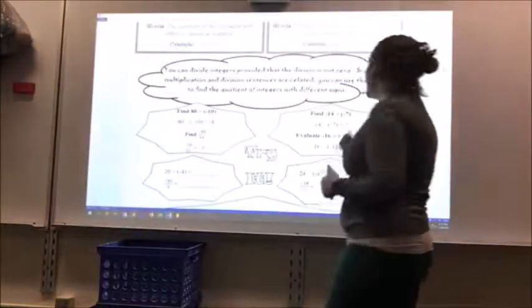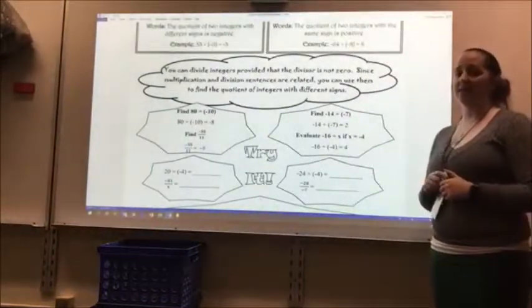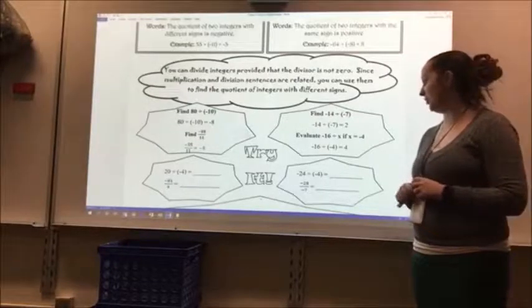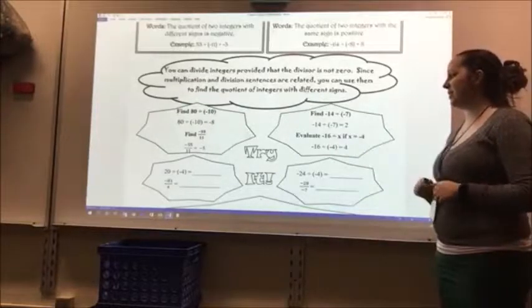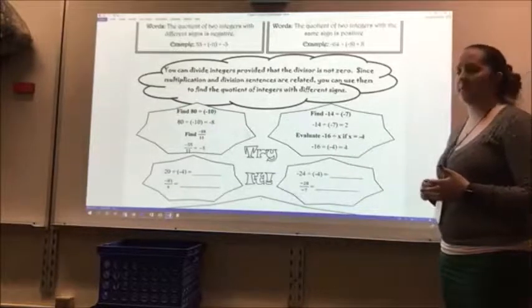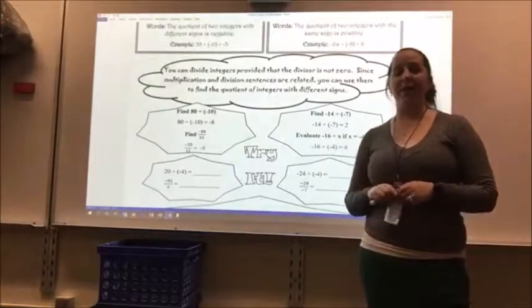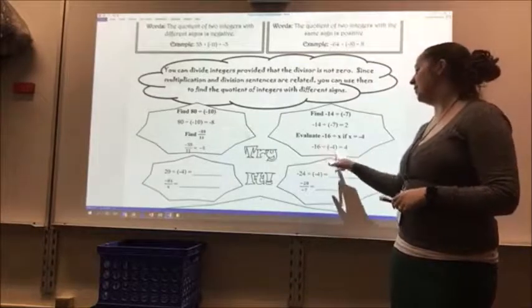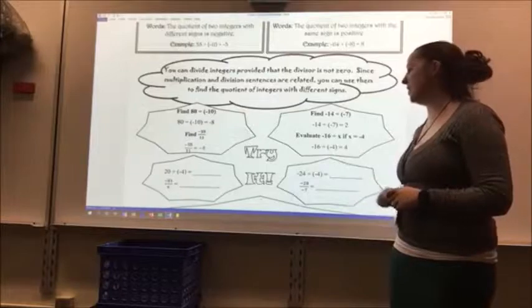Then I have find negative 14 divided by negative 7. Two negatives, so it's a positive answer. 14 divided by 7 is 2. Then I have evaluate negative 16 divided by x if x equals negative 4. So I substitute in negative 4 for x, so I get negative 16 divided by negative 4. They're both negative, so my answer will be positive. 16 divided by 4 is 4.